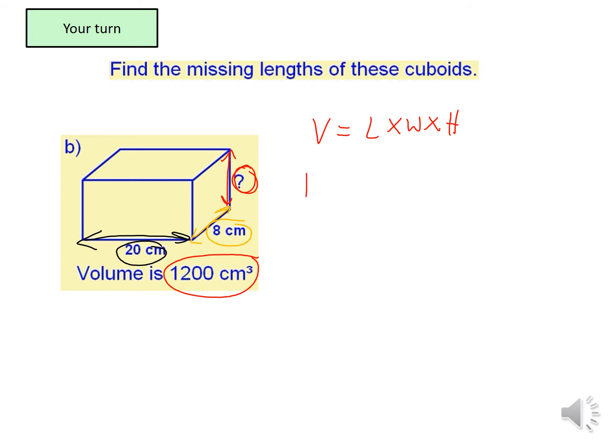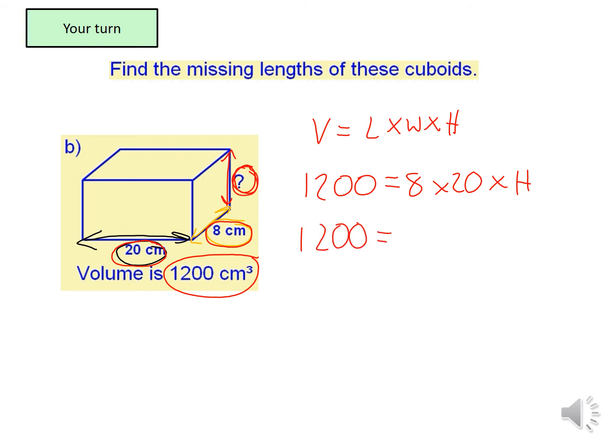So we have volume, which is 1,200, is equal to the length, which we know is 8, times the width, which we know to be 20, times the height. We do not know the height. We're trying to calculate the height. So if we multiply our terms, we get 1200 is equal to 160 times height.